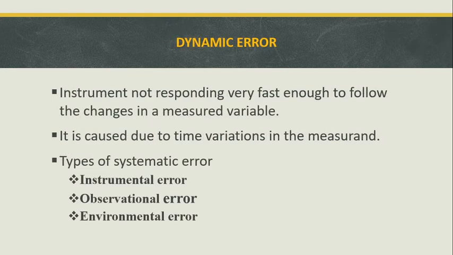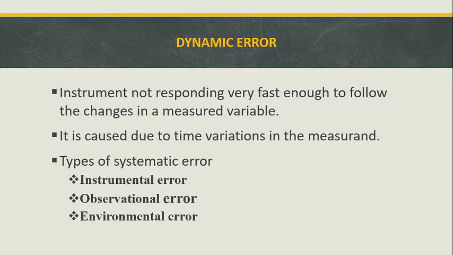Then dynamic error. In dynamic error, the instrument does not respond fast enough to follow the changes in the measured variable. The variable changes in a fast manner, but the system will not follow the changes in the measured element. It is caused by time variation in the measurements. This error may be caused by the time variations in the particular measurement.